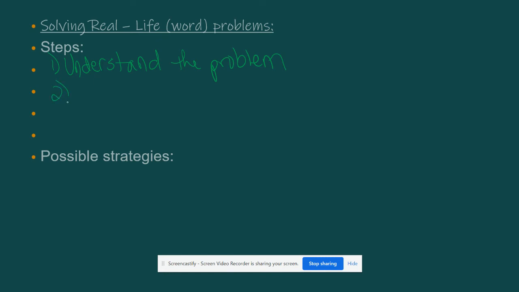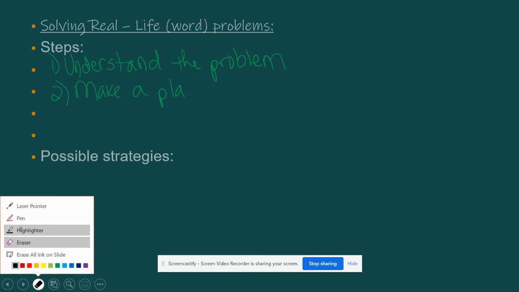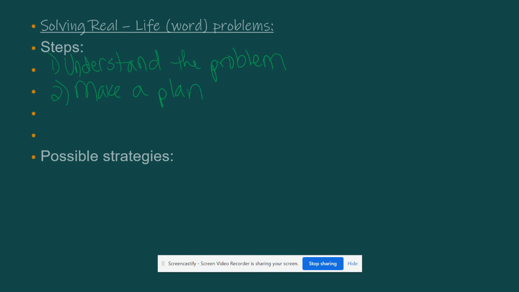Step 2, make a plan. How are you going to solve this problem? Are you going to make a diagram? Maybe you don't need to write an equation. Maybe you want to make a table. Maybe you want to draw a picture. Maybe you want to make a tree diagram. I don't know. There's lots of different ways to solve these sometimes. The third step, you're going to solve the problem that you came up with. Find out what the answer to the question is.